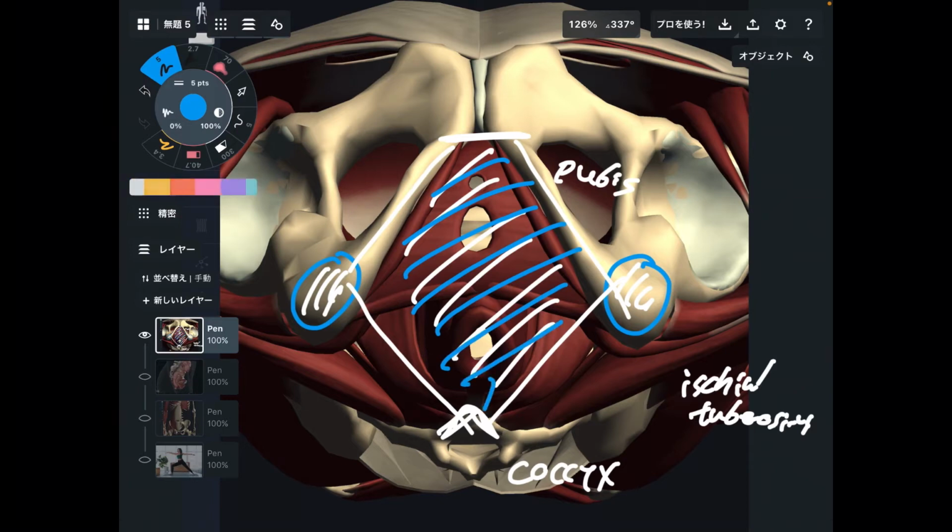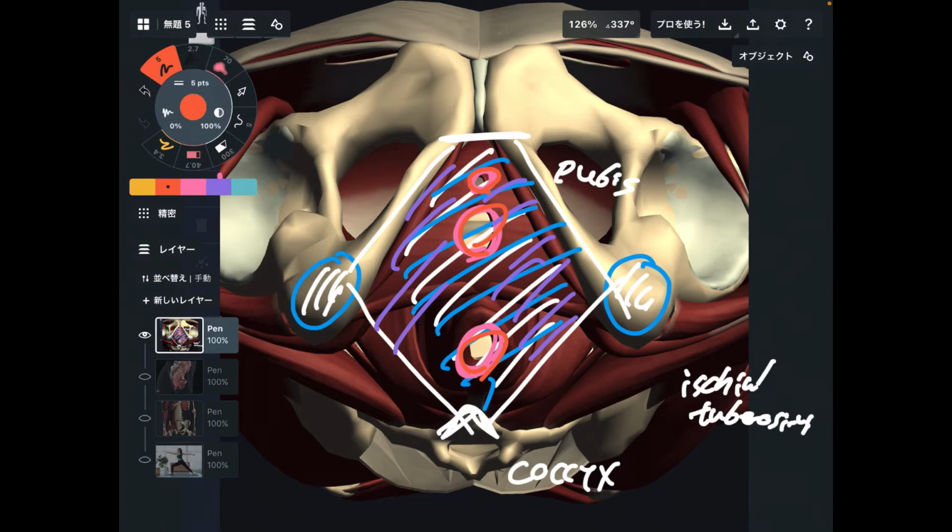Why is this area so important? Because there are a lot of exits, okay? This is the anus. You know, this is the exit of the digestive system, right? And this is the urethra. This is the vagina. So they are like exits of urogenital function. Thus, adequate tension of the pelvic floor is very important to maintain the digestive system and urogenital system.